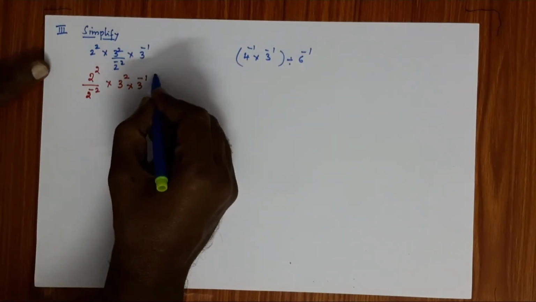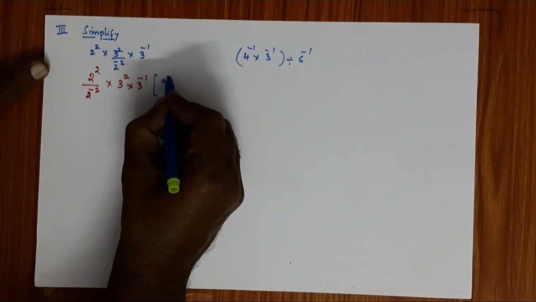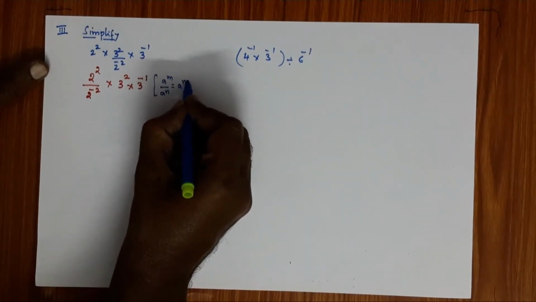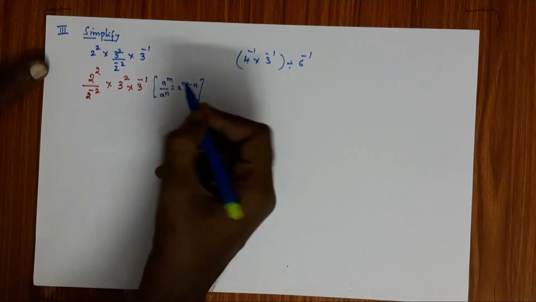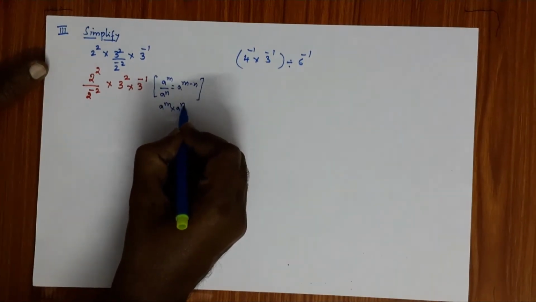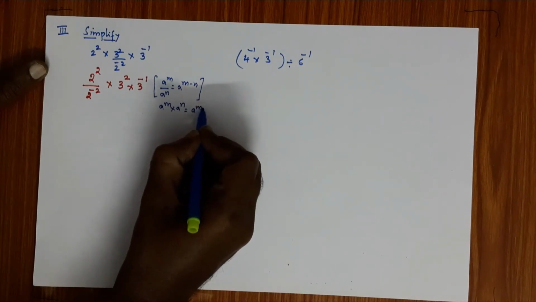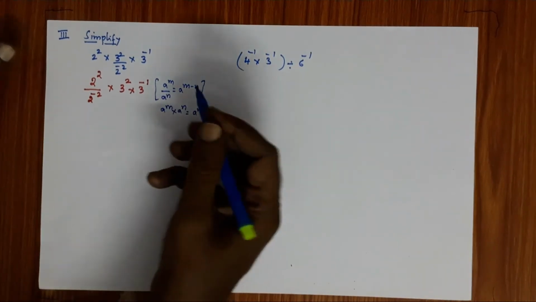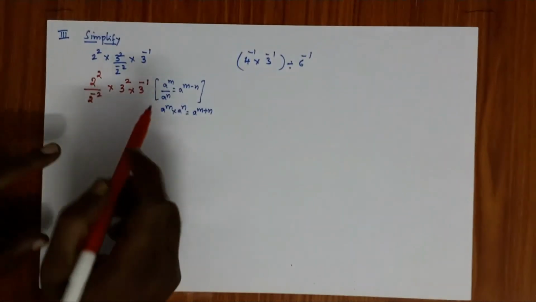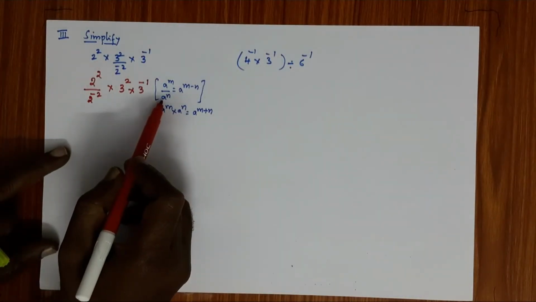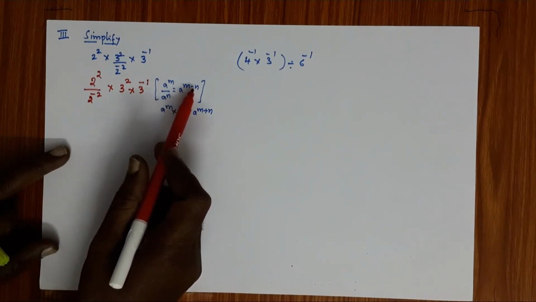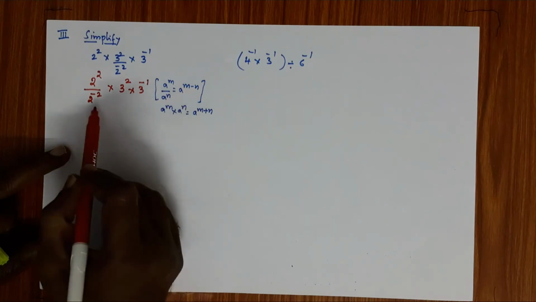One is a to the power of m by a to the power of n is equal to a to the power of m minus n. Next one is a to the power of m into a to the power of n is equal to a to the power of m plus n. We are having two laws in the single problem. So first law is a to the power of m by a to the power of n is equal to a to the power of m minus n. This law we are implementing here.